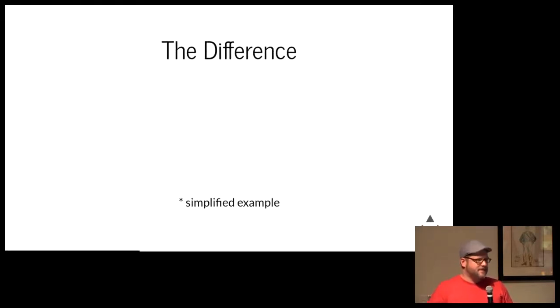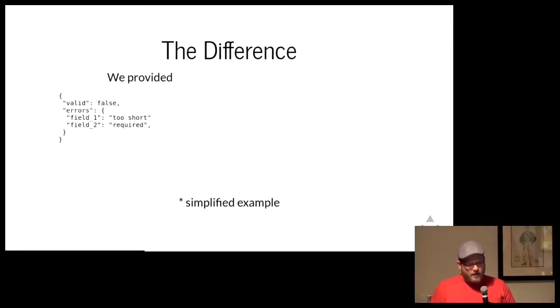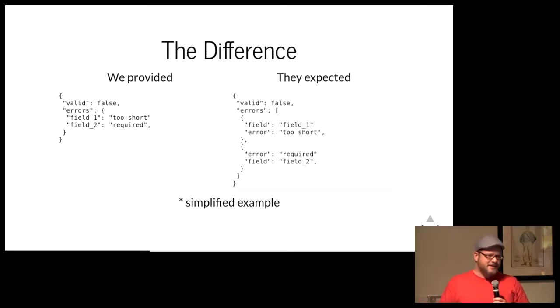And now this is simplified, but this is kind of the idea of the difference between what we did and what they wanted. So we provided them with basically a status saying it's not valid, and a dictionary of the keys that had problems, and then a description of the problems for each key. They were expecting a list of these dictionary items. And the reason they were expecting this is because they worked with two or three other APIs that gave them responses this way. But we had no idea to anticipate that. So we gave them not exactly what they wanted.